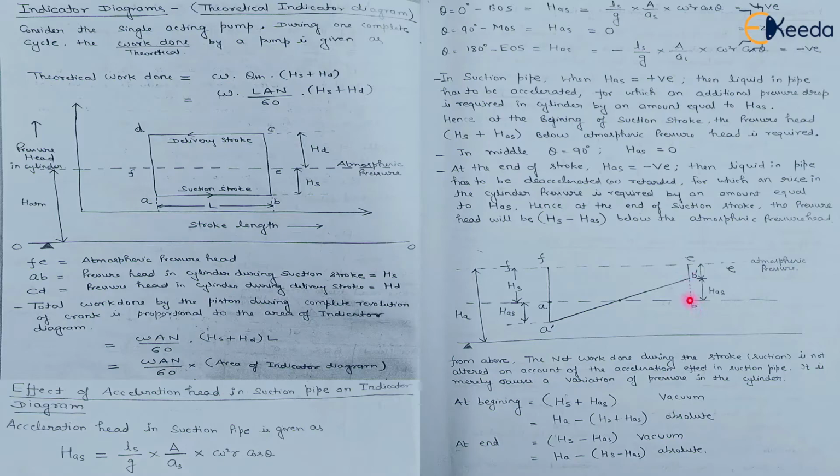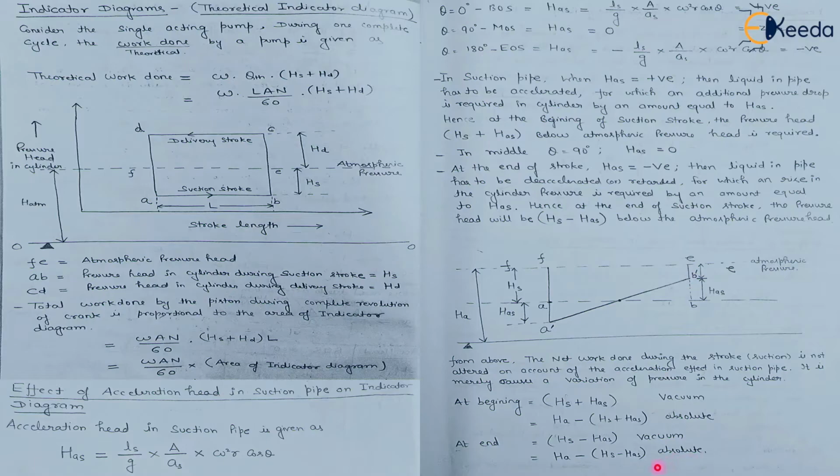That means this point will shift up to this point. Pressure is increasing, so this point will shift from this point to this point. So this one will be the Hs and this one is the Has. So net will be the Hs minus Has. So Hs minus Has will be the vacuum. That means from this point, this is the end of the suction stroke.